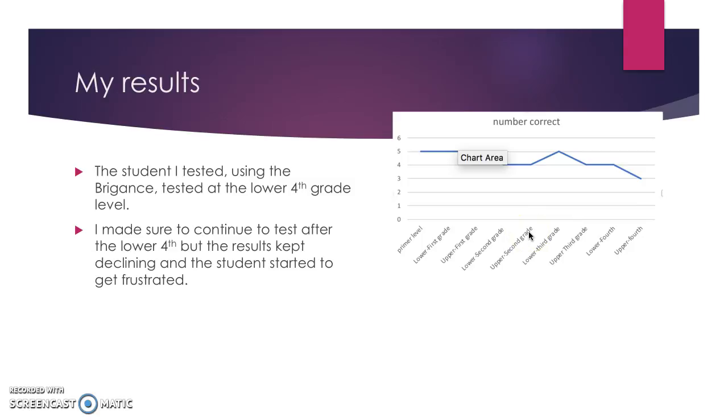One question wrong between the primer level and the upper 2nd grade level. Then in the lower third grade level, the student jumped back up to 100% correct. The upper third grade level went back down to 4 questions correct out of the 5. Then the lower fourth grade level was about 4 right, and then the upper fourth grade level became too challenging, and it was less than 80% correct with only 3 questions right.